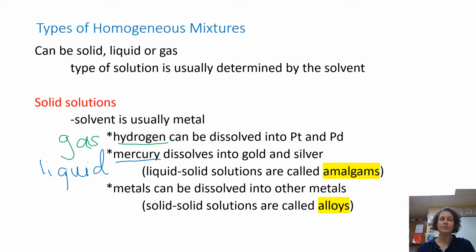And then you have metals that can be dissolved into other metals. And you guys are pretty familiar with all of these. If you have a solid and solid solution, two metals mixed together, those are called alloys. That is usually done because you want to strengthen those two metals. Together, they will be stronger than the individual metals themselves.